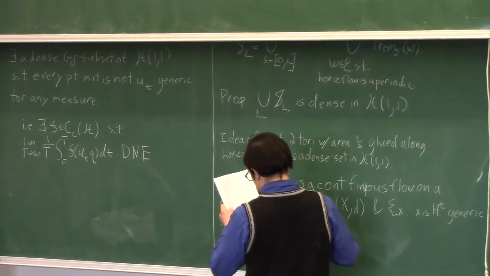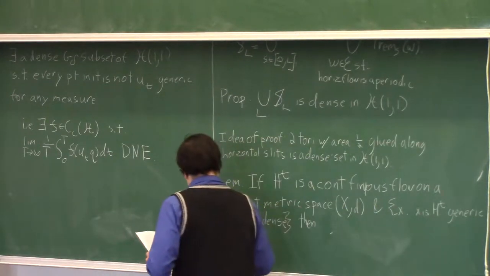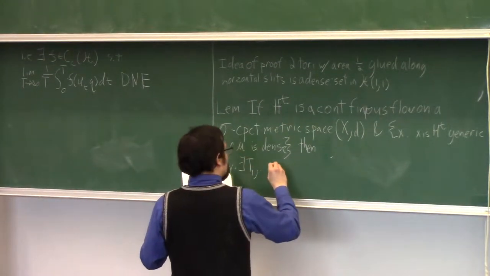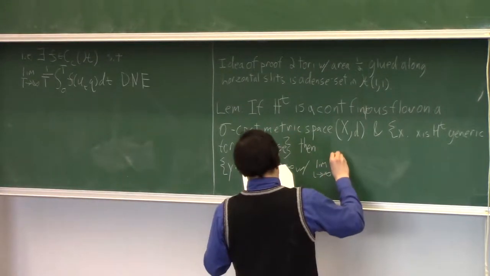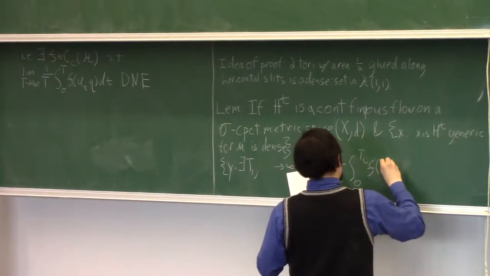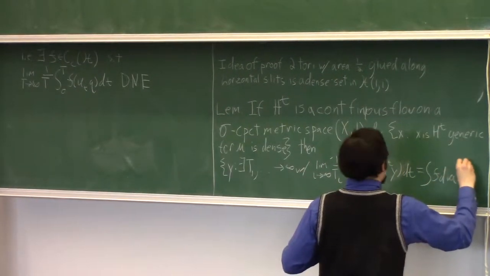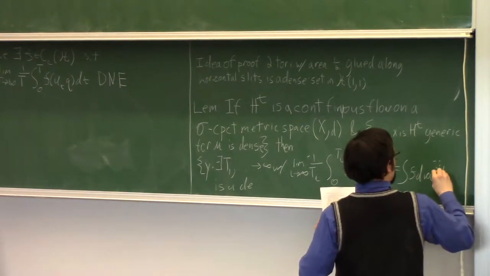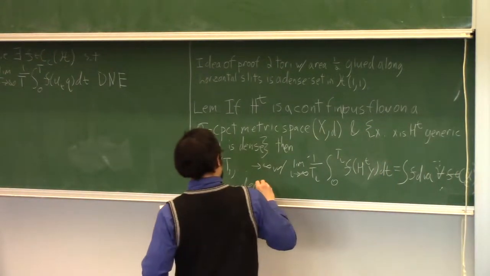Okay. So then, the set of Y so that there exists T1, T2, going to infinity with the limit as i goes to infinity of 1 over T sub i of the integral from 0 to T sub i of F of H sub t of Y dt being equal to the integral of F d mu, is a dense G delta. I'm sorry, for all continuously compactly supported F.